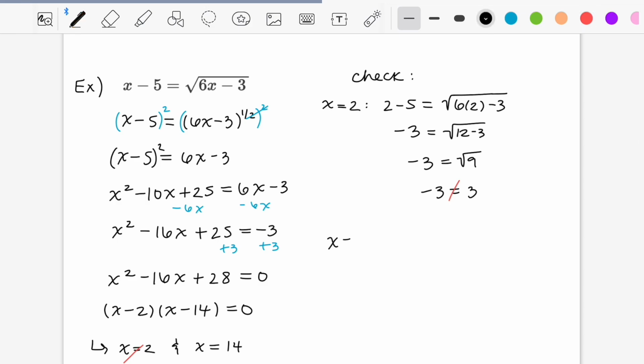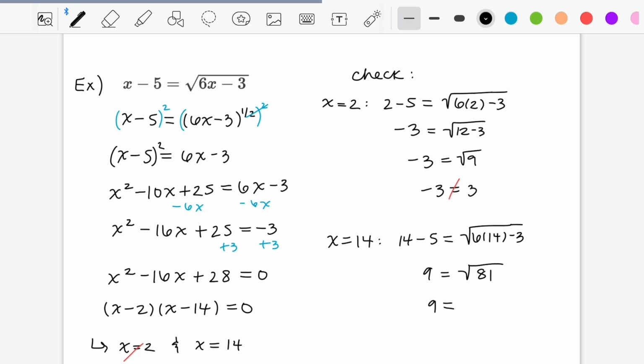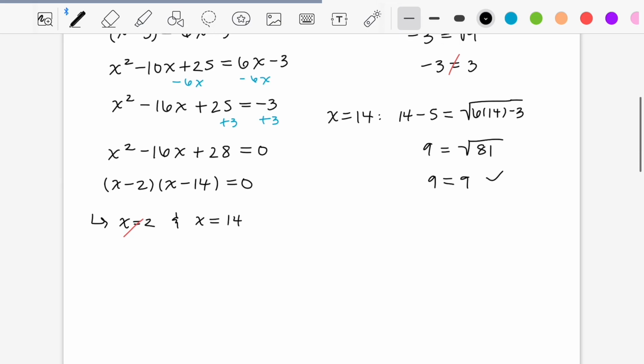Alright, so we'll check 14 next. Again, plugging this into our equation. So we'll get 9 on the left-hand side is equal to the square root of 81. And square root of 81 is 9. So this tells us that x is equal to 14 is a solution. So our solution set will just be 14.